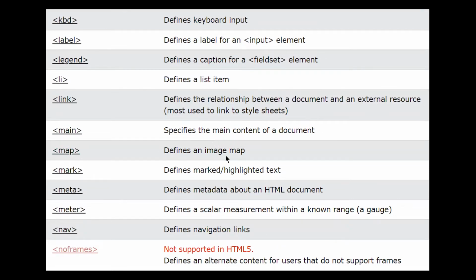This map tag defines an image map. This mark tag defines marked or highlighted text. This meta tag defines metadata about an HTML document. This meta tag defines a scalar measurement within a known range, a gauge. This nav tag defines navigation links. This no frames tag is not supported in HTML5. This defines an alternate content for users that do not support frames.